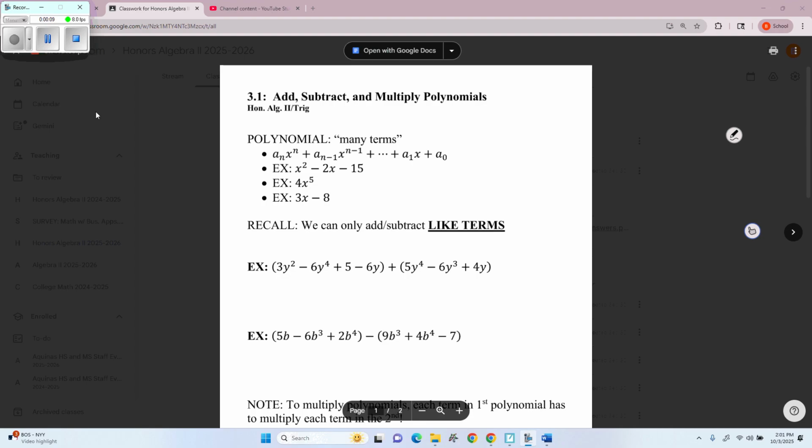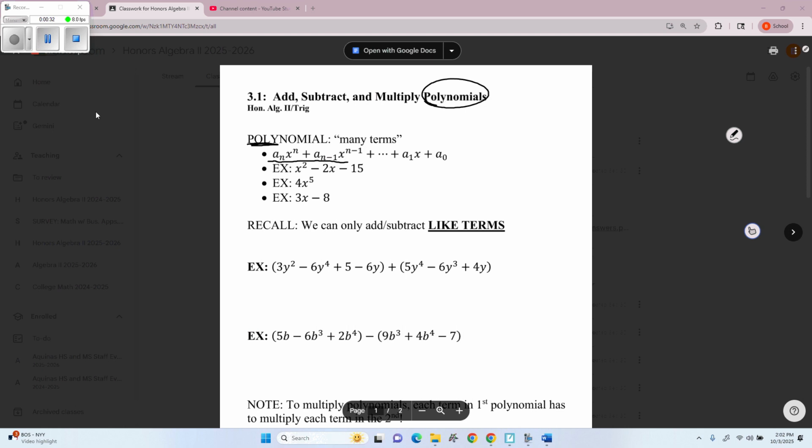So starting our third unit, we're going to get into quadratics mostly, but really a quadratic is a form of a polynomial. So today we're just going to remind ourselves how we add, subtract, and multiply polynomials. So what does it mean to be a polynomial? Poly is many, friends. So many terms is what we would say.